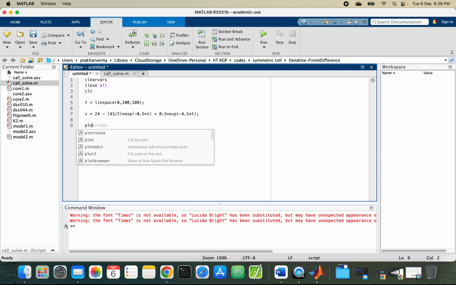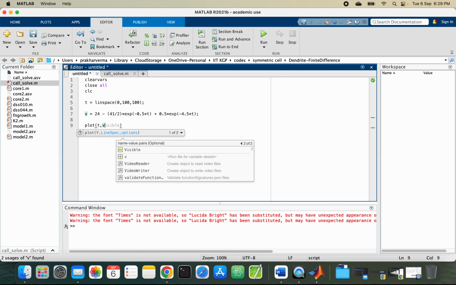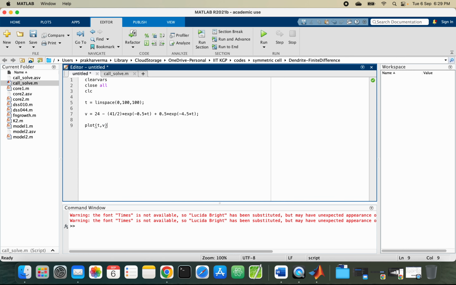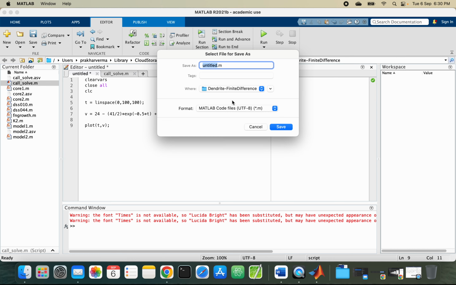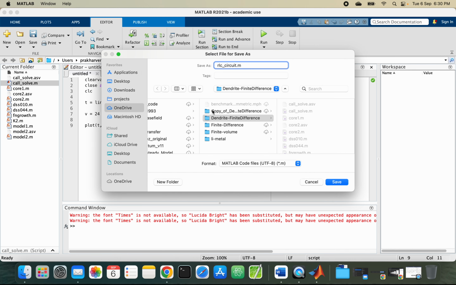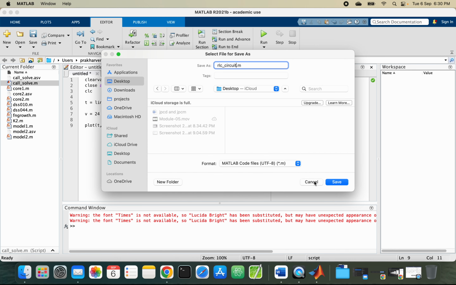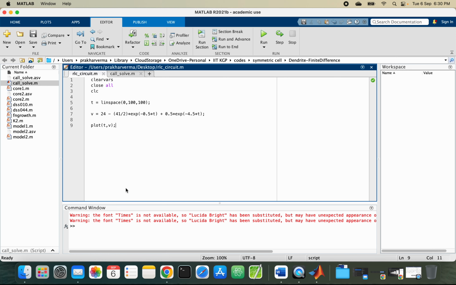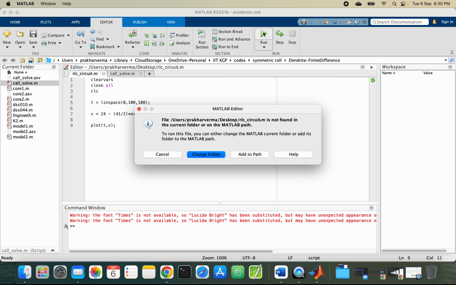So let us plot this. For plot we have to plot against time, so t comma V. So let us save the code. This is RLC circuit, so let us name it RLC circuit. I will just save this at my desktop. Okay, so let us plot this, run the code.